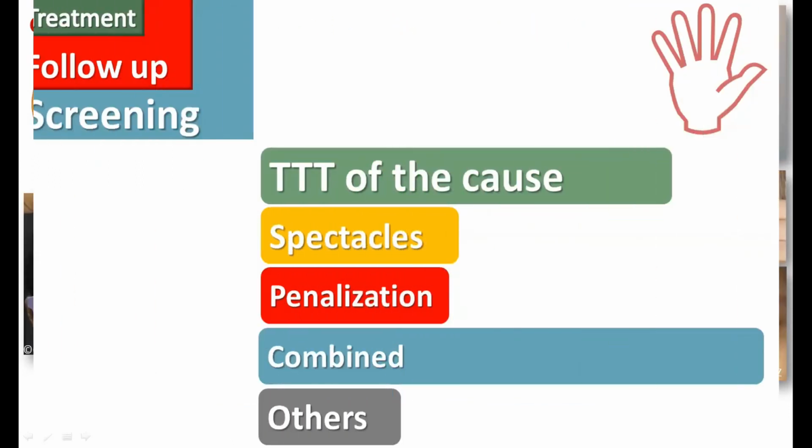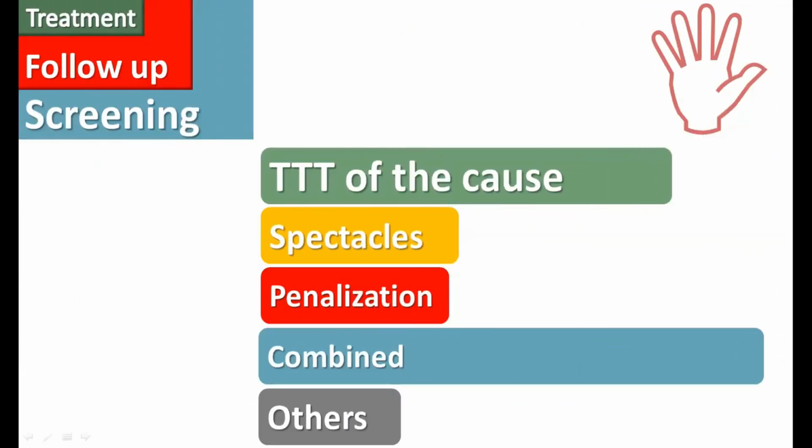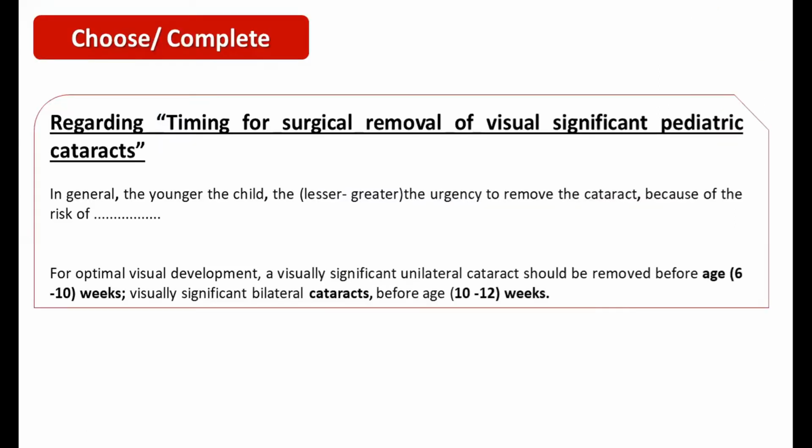So coming now to each line of treatment. First, treatment of the cause. You have to mention some examples, like in form deprivation amblyopia. Cataract is a really important cause of form deprivation amblyopia. And we went through this in this tutorial and also in the first lecture on neonatal ophthalmology.